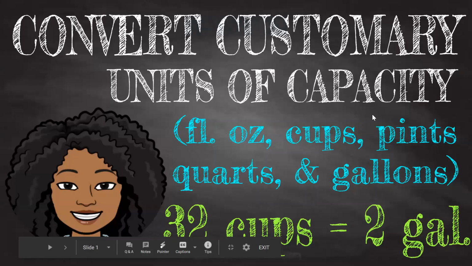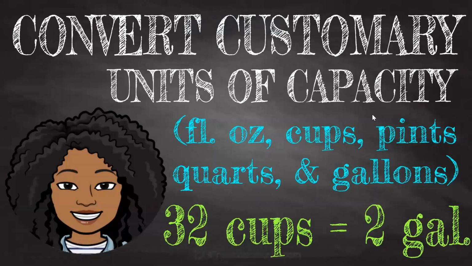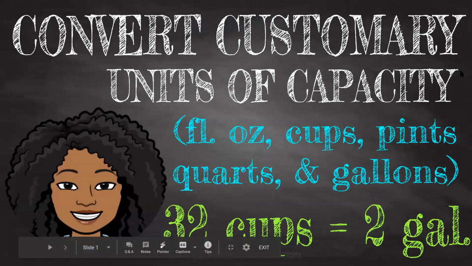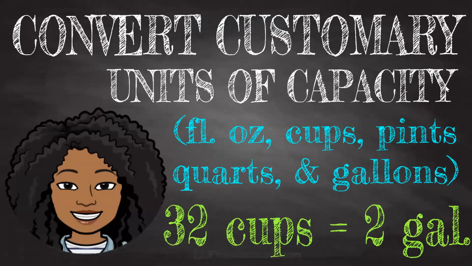Hello, boys and girls. Today we are going to learn how to convert customary units of capacity. Customary units of capacity are fluid ounces, cups, pints, quarts, and gallons. And here we have an example, 32 cups equals 2 gallons.